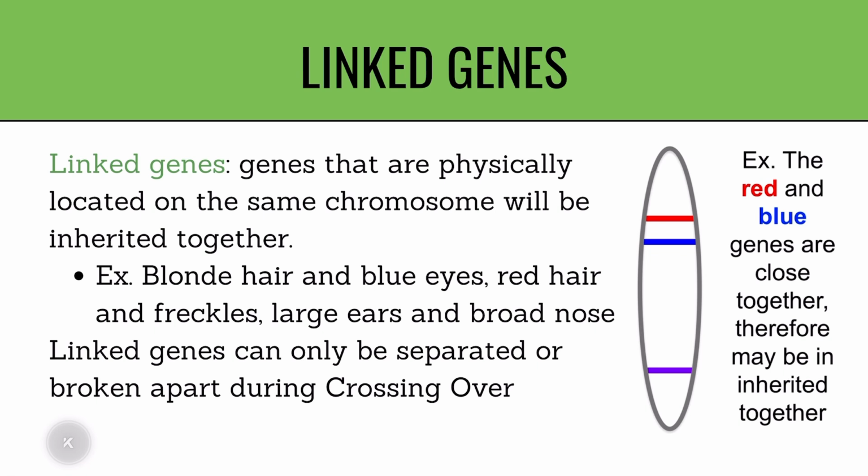So linked genes can only be separated or broken apart during crossing over, during meiosis. And since they are so close together, it is less likely to happen. So if you look at the picture here, we have 3 genes on this chromosome that are highlighted. You have the red gene, the blue gene, and the purple gene. The red gene and the blue gene are what would be considered linked because they are closer together on the chromosome than to the purple one.